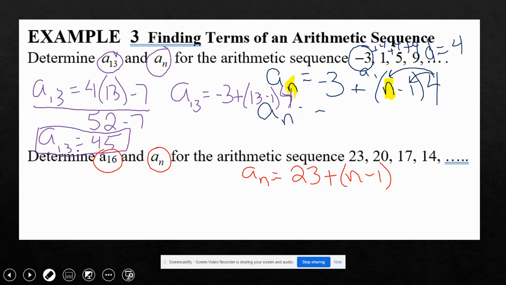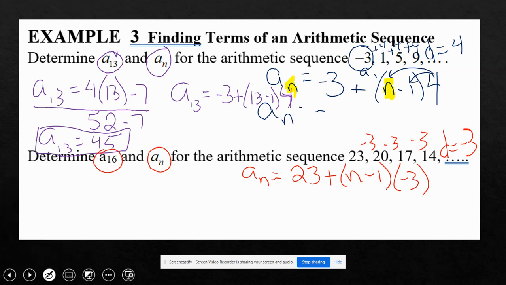So what rule are we using to go from term to term to term in this list of numbers? 23 to 20 to 17 to 14. And so if I'm looking at that, it looks like we're subtracting 3 each time. So our d is -3. So I'm going to put -3 here.